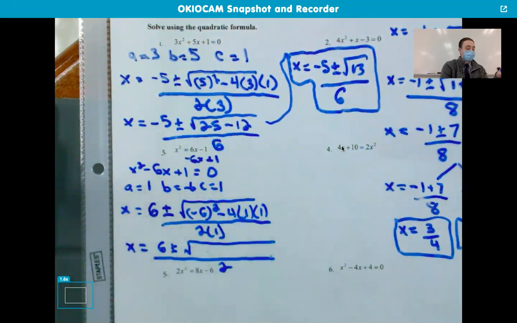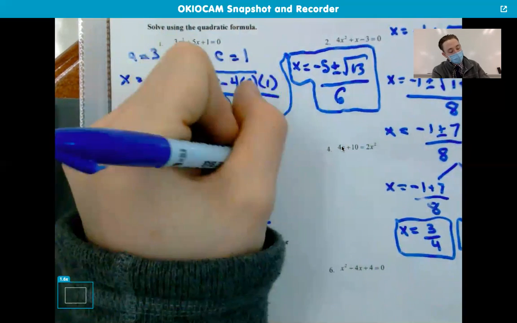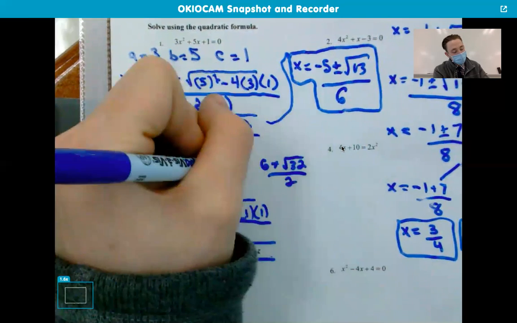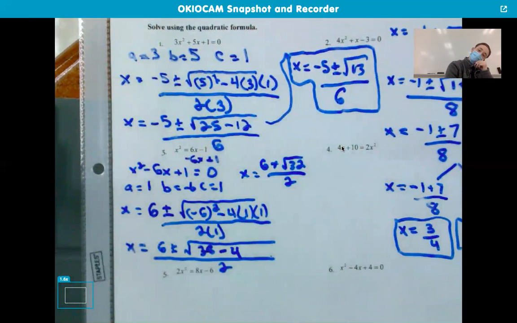How does the inside of my parentheses simplify? What's -6 squared? Positive 36. And 36 minus 4, this is going to give me 6 plus or minus square root of 32 over 2. Anybody have any questions up until this point about how we got to this stopping place here?